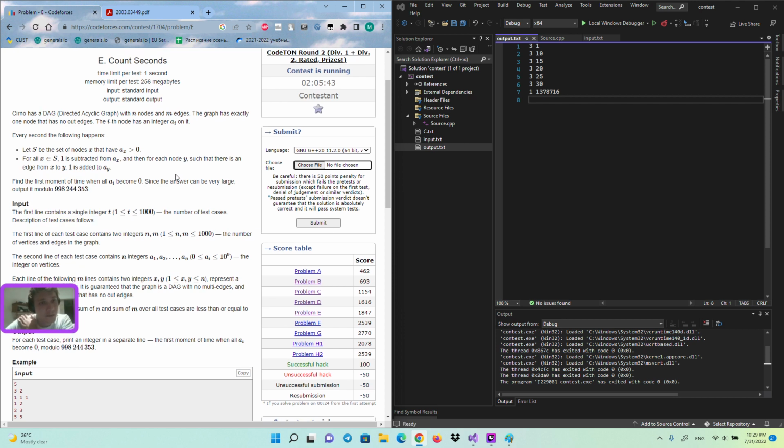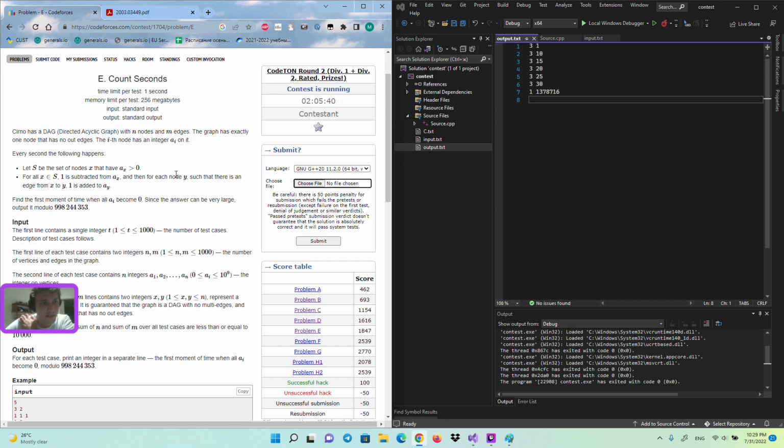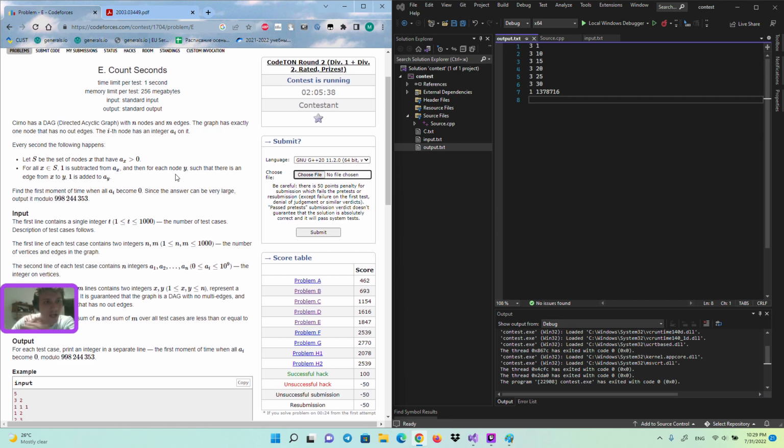Cerna has a DAG with n nodes and m edges. Exactly one node has no edges out. The ith node has a_i on it. We take all positive nodes, subtract one, and one is transferred to their children. Find the first moment of time when all a_i become 0.